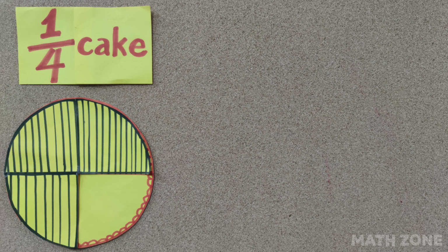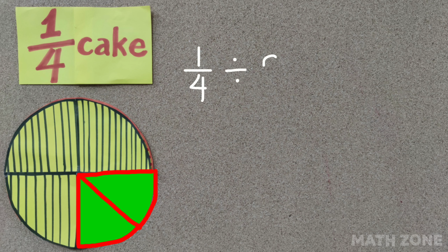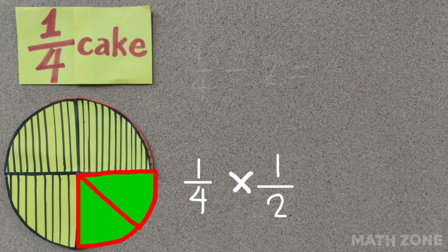Here's another example. What is 1/4 of the cake divided by 2? The equation for this is going to be 1/4 divided by 2. When dividing fractions, just remember 3 steps. Copy the first fraction, change the division sign into multiplication, and flip or inverse the second fraction. Now we have 1/4 times 1/2.